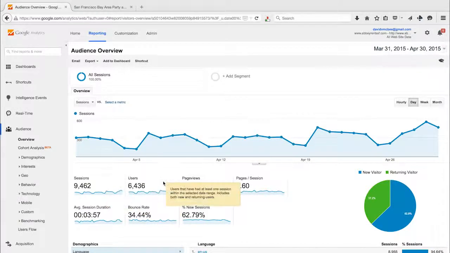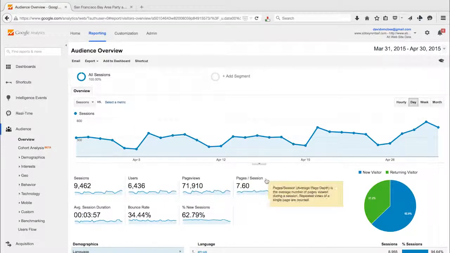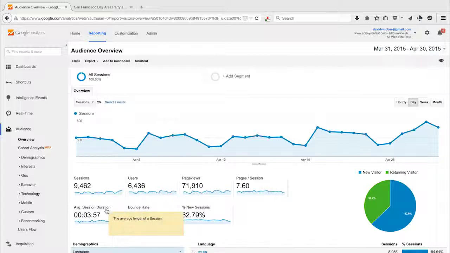Here we have users that have had at least one session within the selected date range. This includes both new and returning users. Page views is the total number of pages viewed. Repeated views of a single page are counted. Pages/sessions is the average number of pages viewed during a session. And this is the average length of a session.